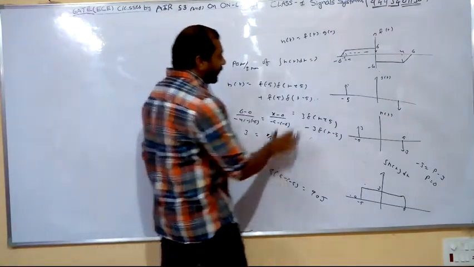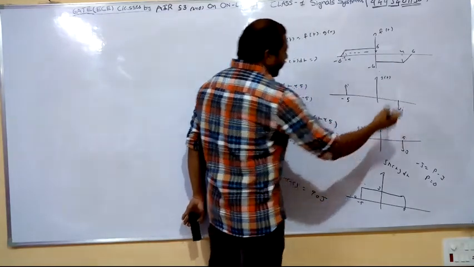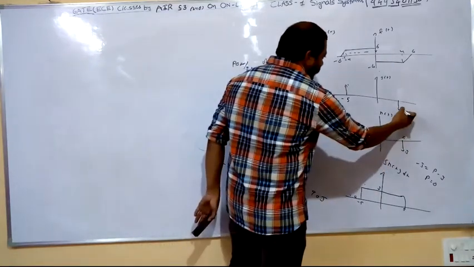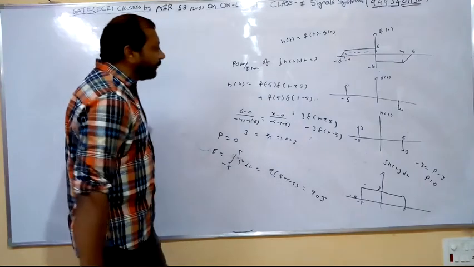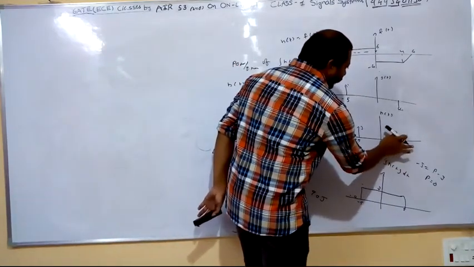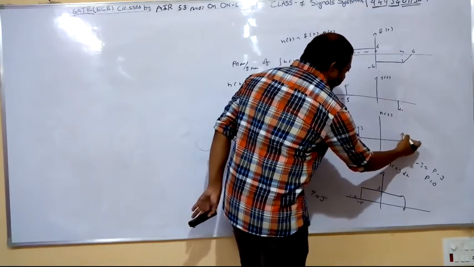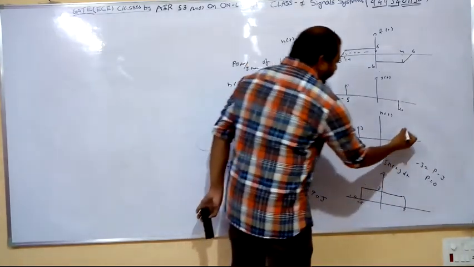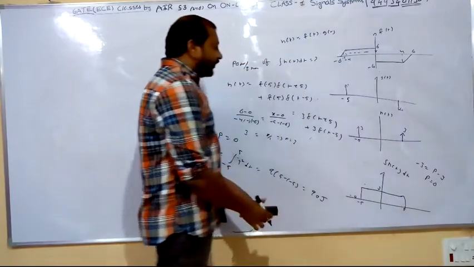Here, what is the value? This value will become f of 5 into del of t minus 1, because the strength is minus 1. This value will become plus 3 into del of t minus 5. So this will become like this, plus 3 del of t minus 5. This is the signal h of t.